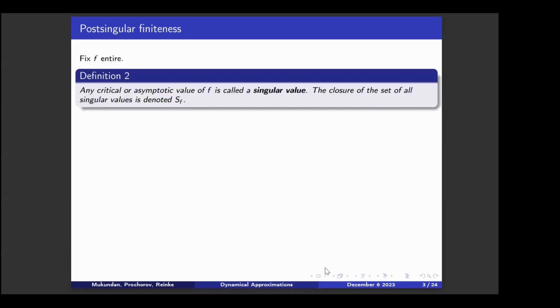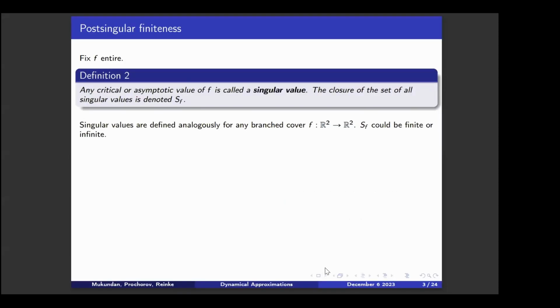Fix f entire. This talk is going to be about a special kind of entire function, which I'm going to define now. Any critical value or asymptotic value of an entire function is called a singular value. I will denote the closure of this set of singular values as S sub f. Singular values are defined analogously for any branched cover on the plane. You don't need holomorphicity to define either a critical value or an asymptotic value.